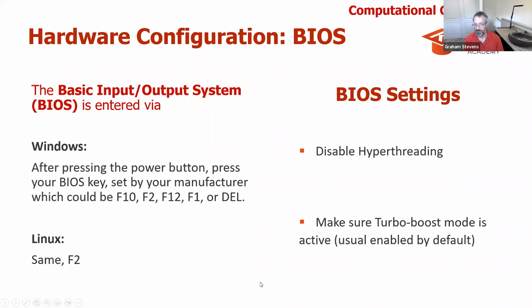So the first option here is looking at your BIOS settings. In particular, we need to disable hyperthreading and then make sure turbo boost mode is active. And usually it's enabled by default, so you won't usually need to finger that. But hyperthreading is usually activated on most machines today. So you have to go into the BIOS to set that up, which is sort of the underlying basic input-output system. It's sort of a core system underneath your Windows or Linux operating system. And so to get to it, you press a key when you first turn on your computer, and then you come up to a BIOS menu that you can kind of sort through and make sure you turn off hyperthreading.